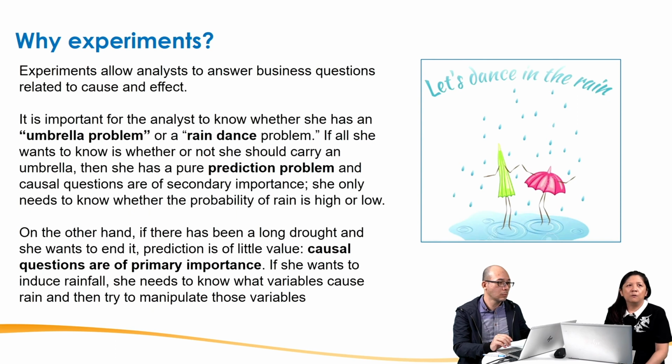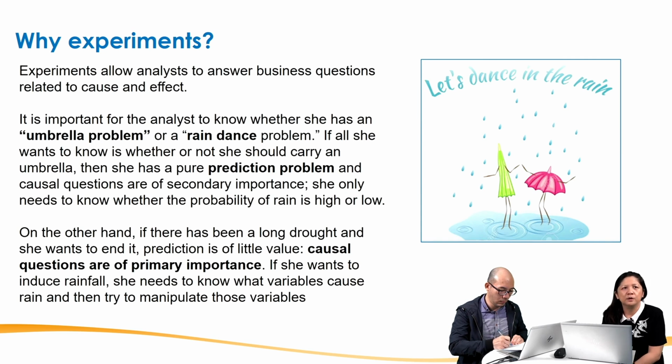Okay, so why do we need experiments? How are experiments different from observational research? It turns out that experiments allow analysts or business partners to answer business questions related to cause and effect. It is important for the analyst to know whether we have an umbrella problem or a rain dance problem. So what is the difference between these two?